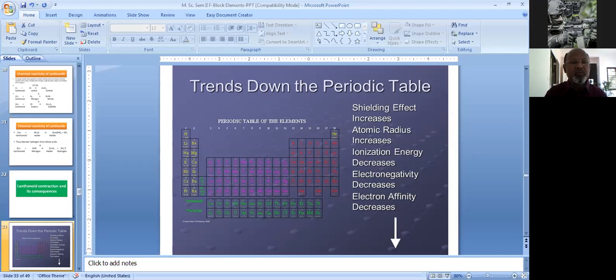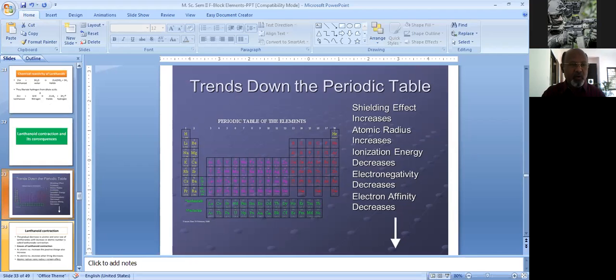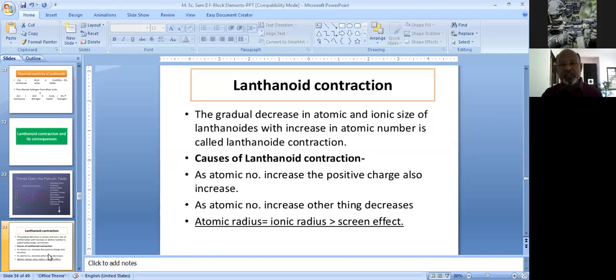So because of this shrinkage, let us look at the consequences, or the effects of this contraction, which are enlisted here in this slide. Here the gradual decrease in atomic size or ionic size of lanthanides with increase in atomic number is called lanthanide contraction. Just now we have seen.